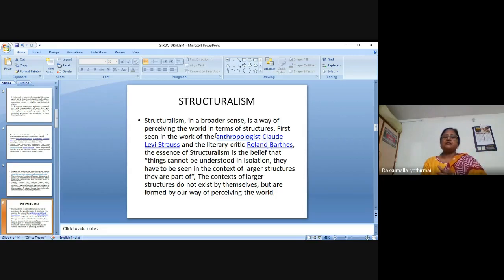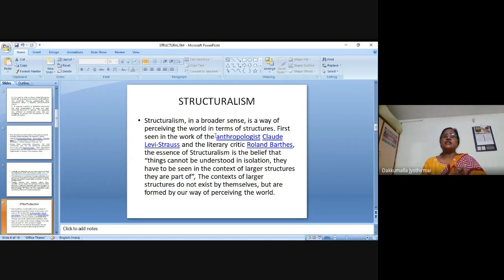But the roots of structuralism can be seen in the works of Claude Lévi-Strauss and also the literary critic Roland Barthes. Barthes, as I have already referred, is the one who declared the death of the author. For him, the author is also a structure. When we come to that essay, The Death of the Author, we will discuss it.